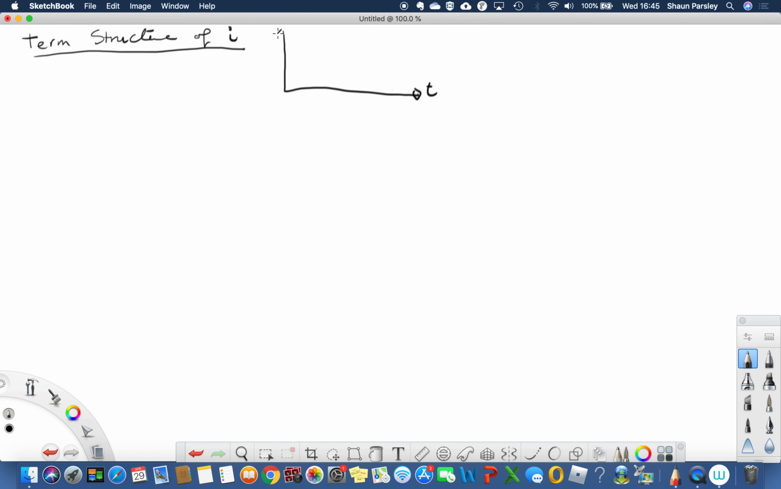We draw a little graph of T and then interest rates with I. Often in the course we've assumed that the interest rate is constant for whatever term we're talking about, so the length of an investment or length of a project, something like that. But in reality, these things jump around. So for instance, they might go up a bit like that. Sometimes they go up rapidly and then flatten off. Sometimes they fall.